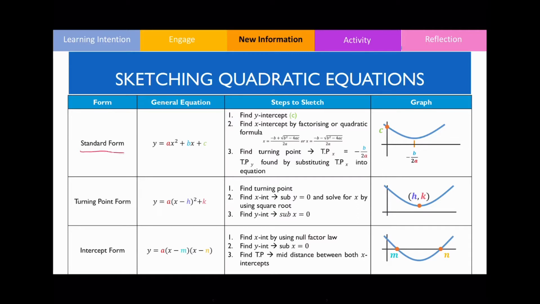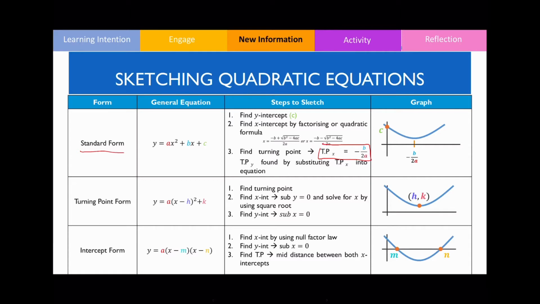So just follow these three steps over here: find the y-intercept, find the x-intercept, find the turning point, and once you find all these three features, then you should be able to actually graph your quadratic equation. And notice over here, to find out your turning point, you're going to be using this formula, negative b on 2a, to find the x value turning point, and the y value can be determined by plugging in that x value into the original equation.